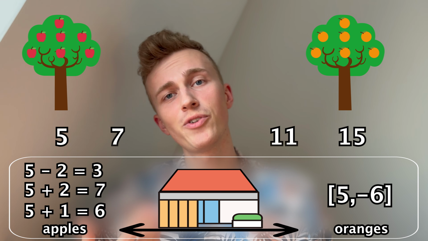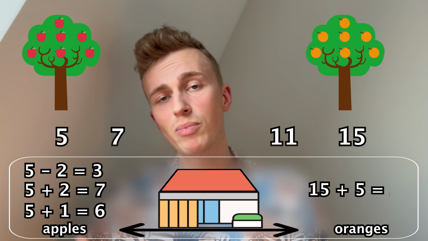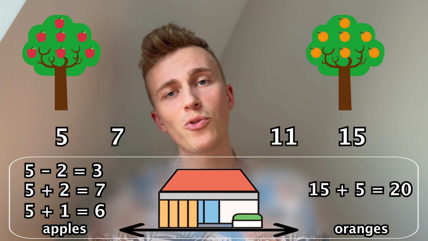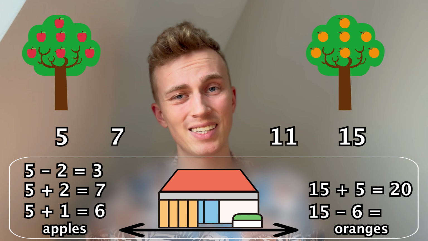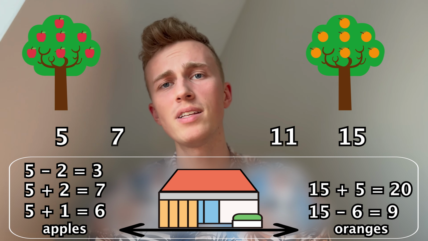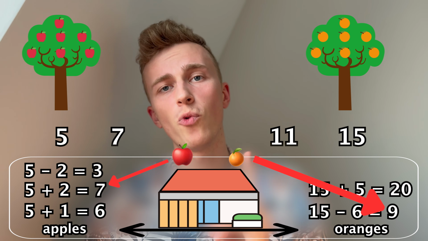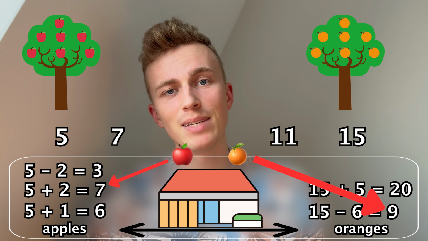For the oranges, the first orange falls a distance of 15 plus 5, giving us 20, while the second orange falls a distance of 15 minus 6, giving us 9. And now we can see that there fell exactly 1 apple and 1 orange on Sam's house. Seems simple, right? Now let's convert this into code.